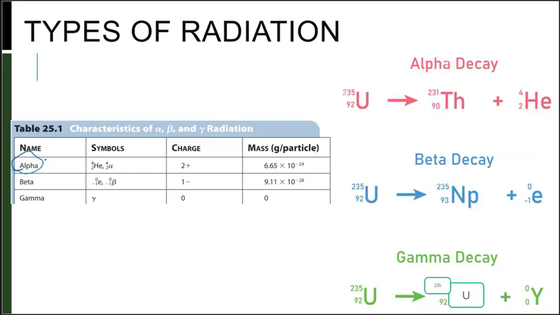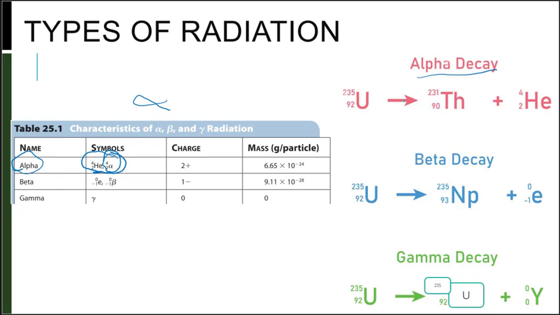Alpha radiation can be symbolized either one of these 2 ways. Alpha radiation like this, with the symbol alpha, has 2 protons and 2 neutrons, which is similar to a helium nucleus. It is not a helium atom, though, because it does not have the electrons associated with it. We're just looking at the nucleus of a helium atom.